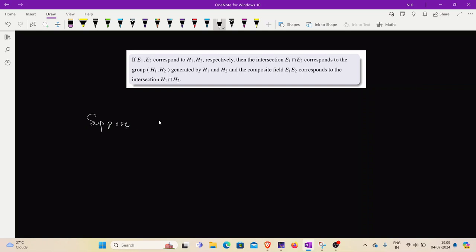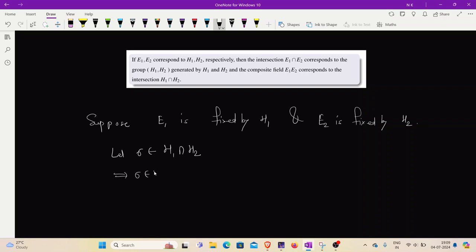Suppose E1 is fixed by H1 and E2 is fixed by H2. Okay, now let sigma belong to H1 intersection H2. So this implies sigma belongs to H1 and sigma belongs to H2. Sigma belongs to H1, that means sigma fixes E1. Sigma belongs to H2, that means sigma fixes E2.